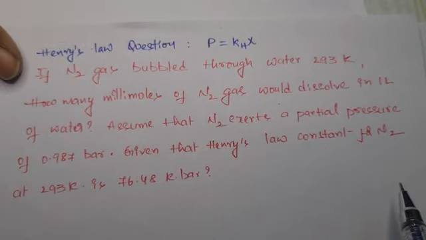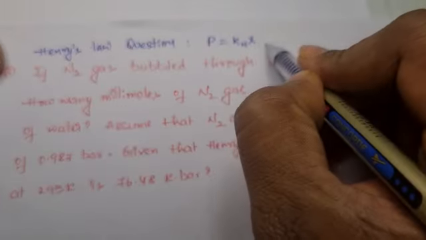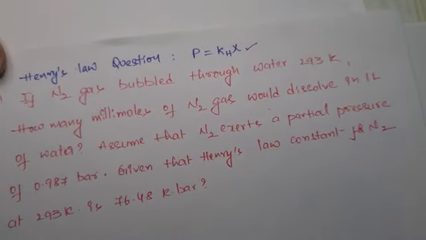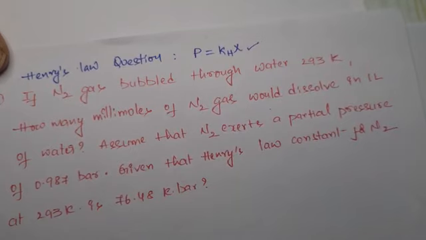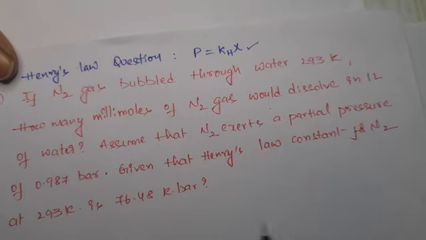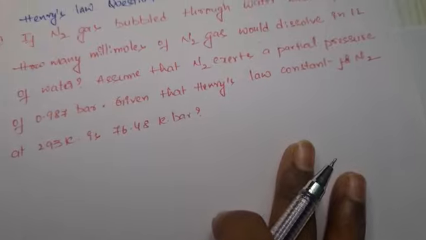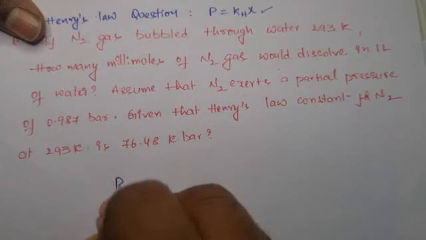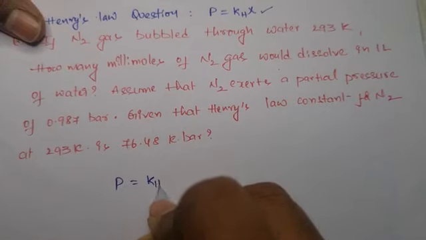So this question completely depends upon the Henry's law equation. If N2 gas is bubbled through water at 293 Kelvin, how many millimoles of nitrogen gas would be dissolved in 1 liter of water? According to Henry's law, what is the formula? Partial pressure equals KH into zeta.